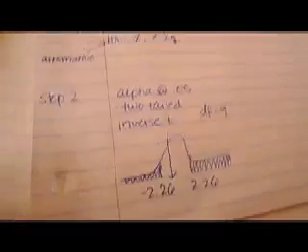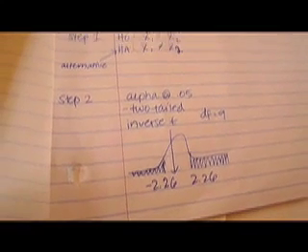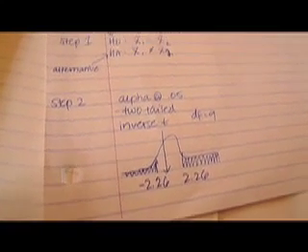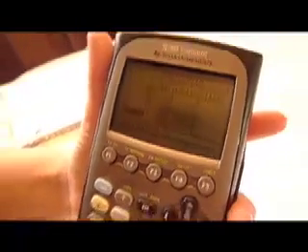Step 2. Find the critical value. With alpha at 0.05, we decided it was a 2-tailed inverse t test, with the degrees of freedom at 9. And that came to be plus and minus 2.26. Step 2 involves some calculator use, so let me show you how.